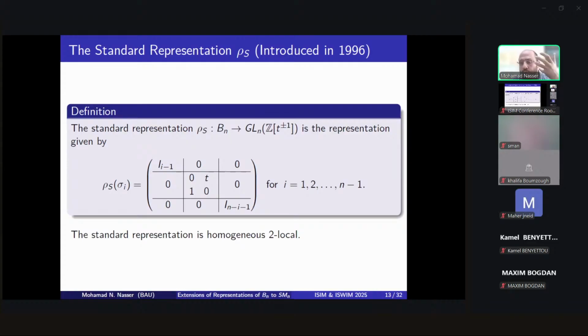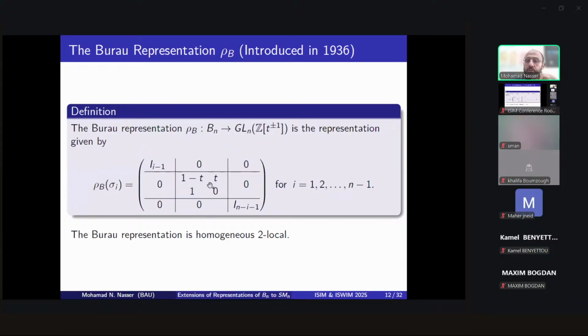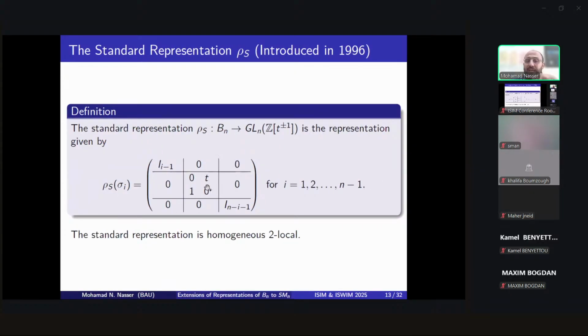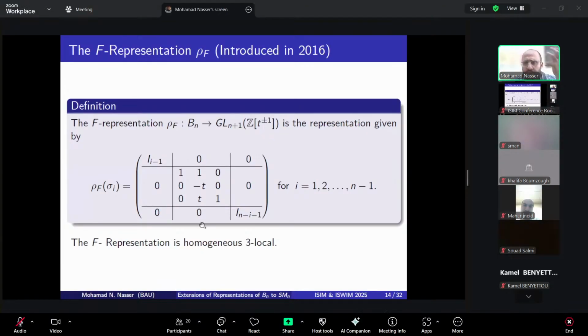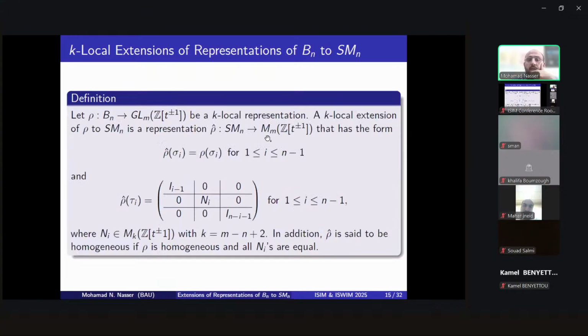I'm going to introduce the aim later. So just for this reason, I'm going to give their forms now. This is Burau, which is 2-local. This is the standard representation, which is 2-local, and this is the F representation, which is 3-local. Here t is an indeterminate, so in Z[t, t^-1].